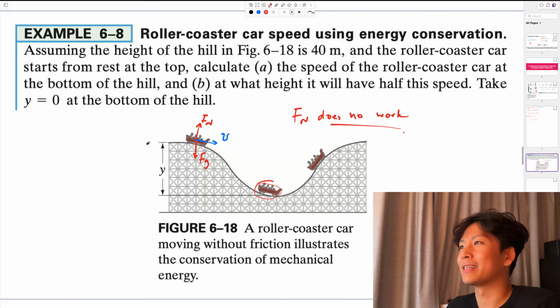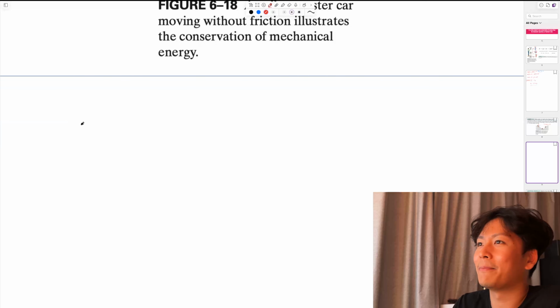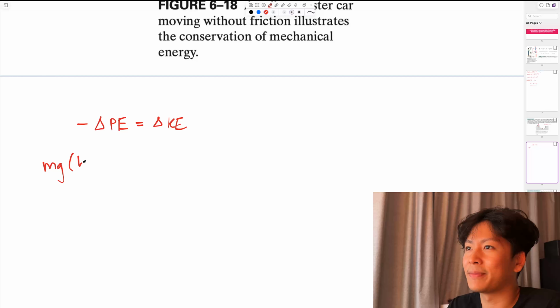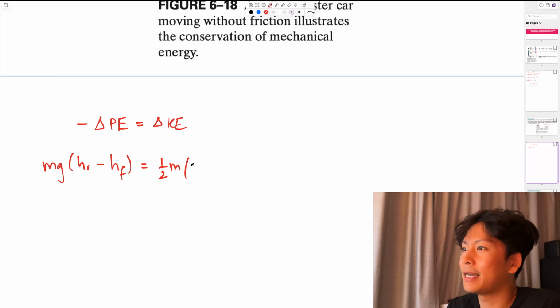Okay. Sorry, where was I? Yes. So minus the change in potential energy is going to equal the change in kinetic energy. Starting from that equation, expanding it out, I have mg, and I have a minus in front here, so it's going to be initial height minus the final height, which is going to equal the change in kinetic energy, which is half m times Vf squared minus Vi squared.